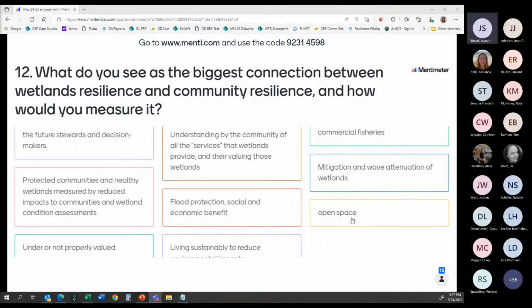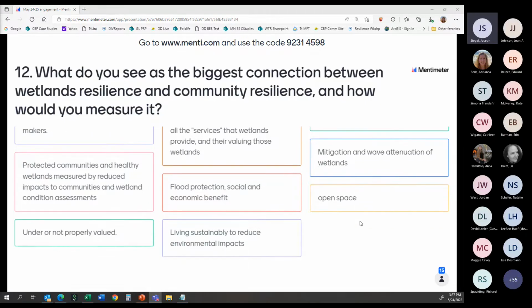And we have open space and flood protection, social and economic benefits of flood protection, I presume. Under or not properly valued. I guess both community resilience and wetlands resilience are not properly valued or they're undervalued. The connection is to living sustainably to reduce environmental impacts.